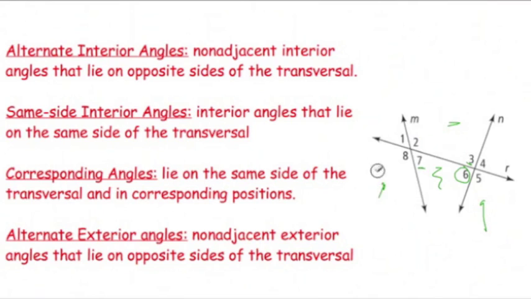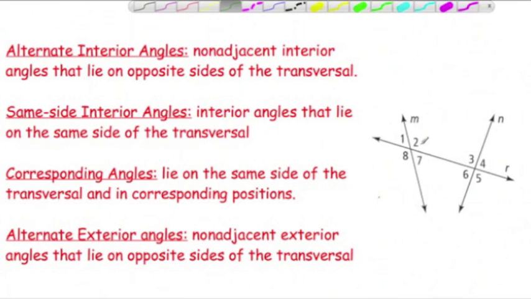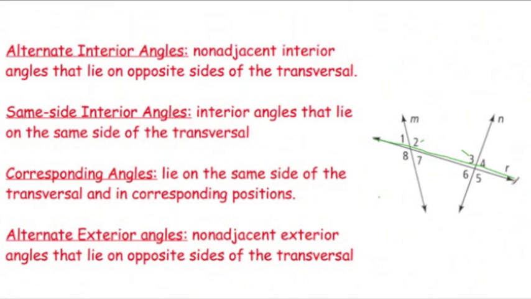Next one is same side interior angles. These are interior angles that lie on the same side of the transversal. So down here, 2 is on the same side as 3. Here again is our transversal. 2 and 3 are on the same side of that transversal. Don't get confused and think N or M is our transversal. R is our transversal because it cuts through two other lines. So 2 and 3 are same side interior angles. So are 7 and 6.